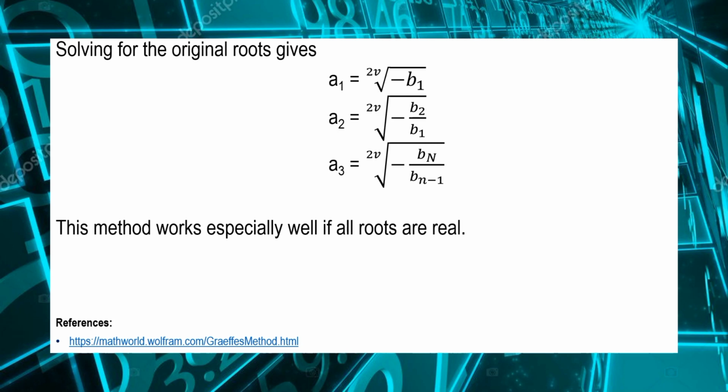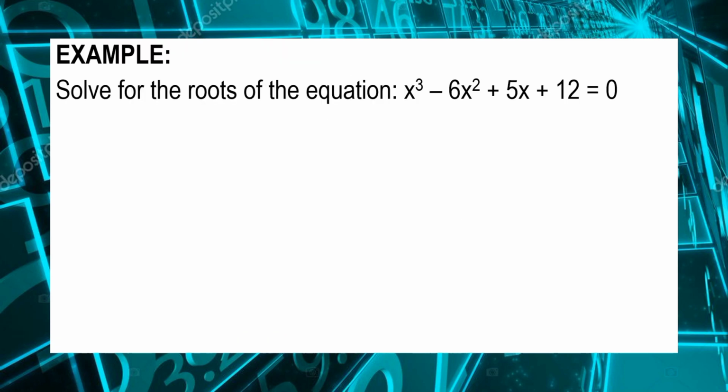Okay, so this method works especially well if all roots are real. So for example, let us solve for the roots of the equation x cubed minus 6x squared plus 5x plus 12 is equal to 0. Now let's begin our solution by separating this equation into two parts, the left side and the right side. So first I will separate the x cubed plus 5x on the left side, then the 6x squared minus 12 on the right side.